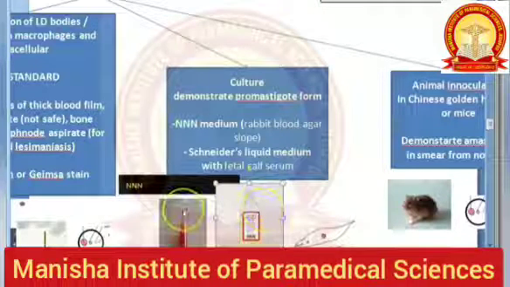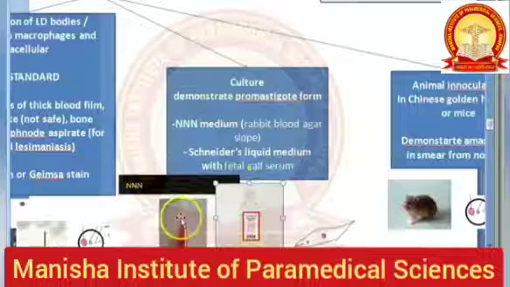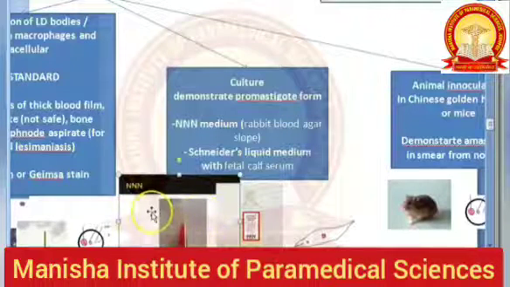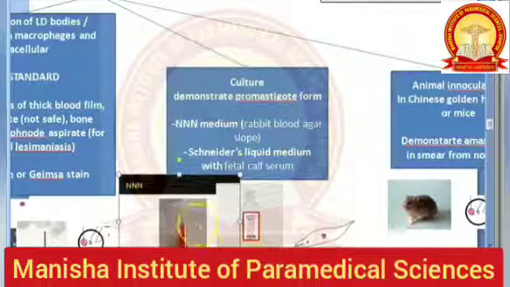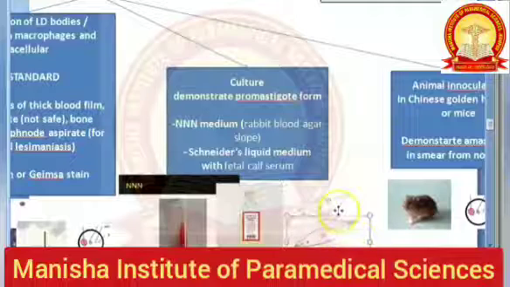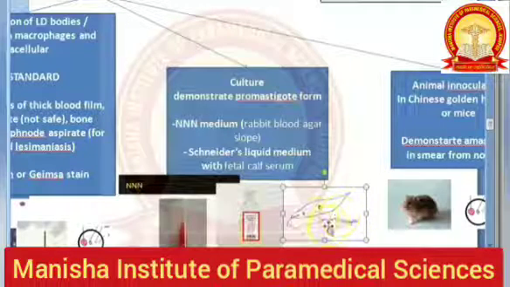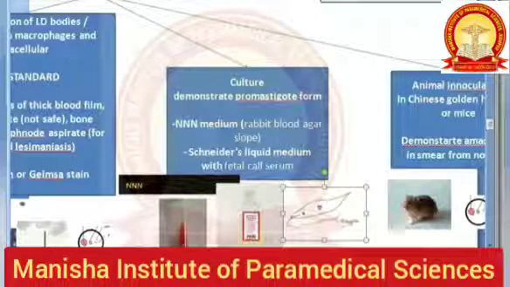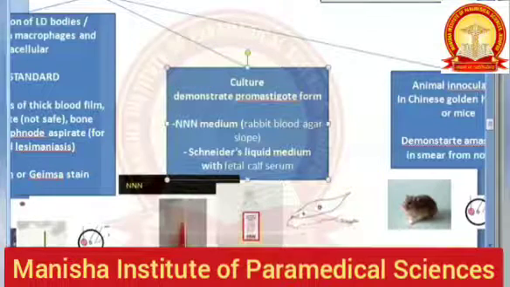Remember Snyder liquid media, and NNN, that rabbit blood agar slope media, can be used to demonstrate the promastigotes of Leishmania. This is the promastigote. So that is what is culture.